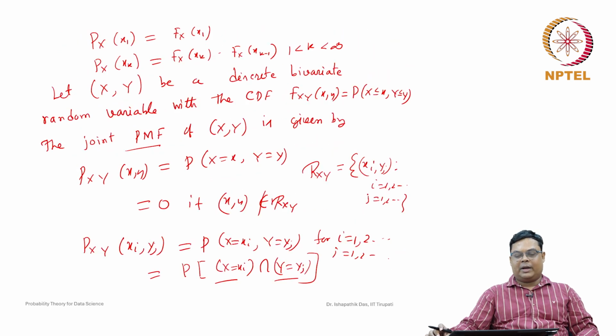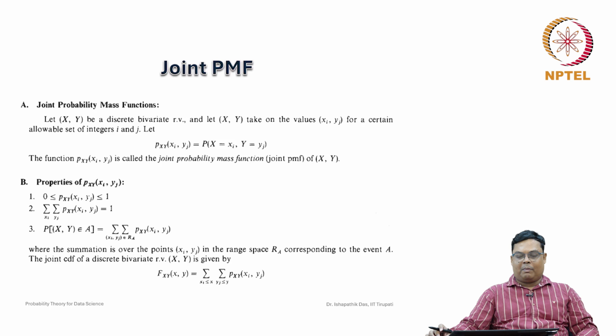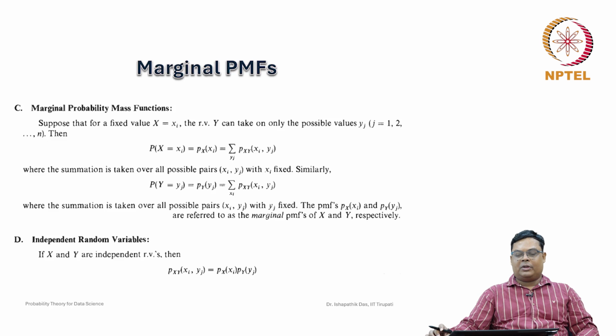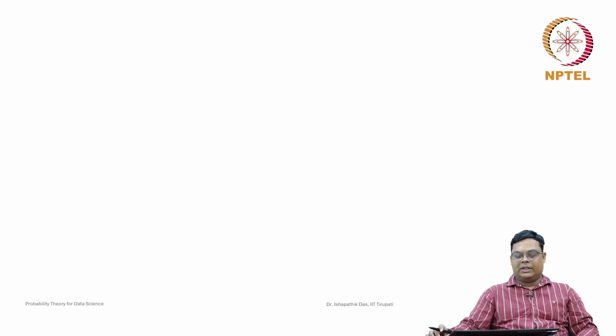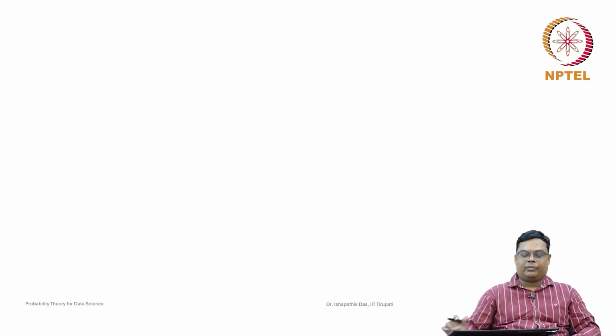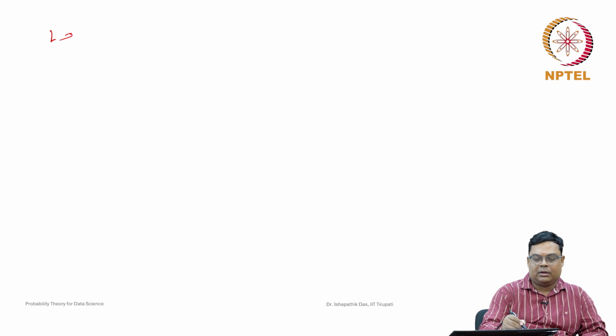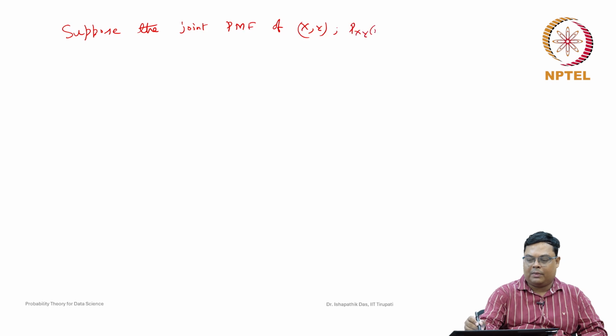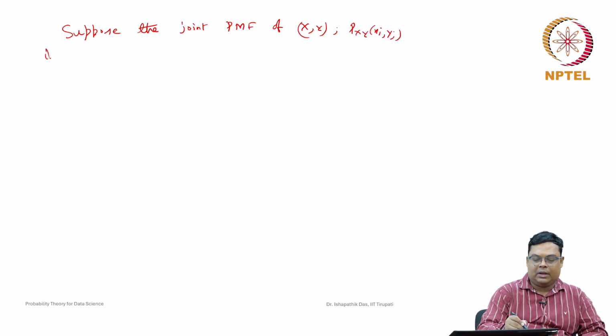It is very similar to the univariate case we discussed. So, these are some of the properties of the joint probability mass function. Let us discuss one numerical example. Before that, we want to compute these things also, that is why we need to clear this concept. How can we find it? Suppose the joint probability mass function of X, Y, that is p_XY of x_i and y_j, is known.